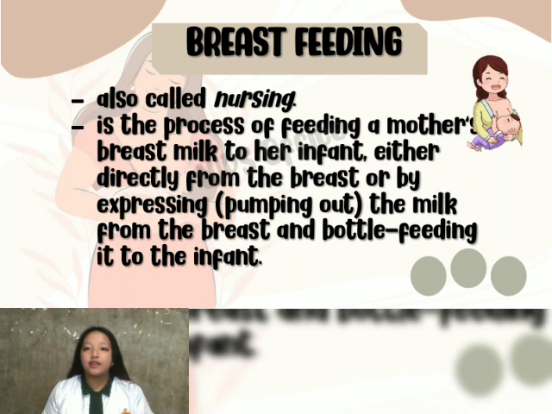What is breastfeeding? Breastfeeding is also called nursing, and breastfeeding is a process of feeding a mother's breast milk to her infant, either directly from the breast or by expressing or pumping out the milk from the breast and bottle feeding it to the baby. Meaning, breastfeeding is a process by which a mother gives her breast milk to her infant that serves as the baby's first food, where she or he can get nutrients and vitamins to help the baby to grow.